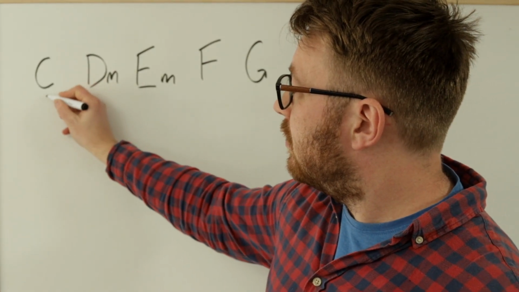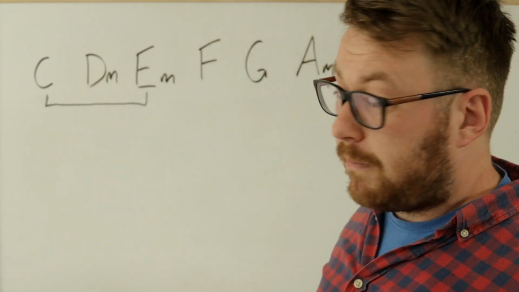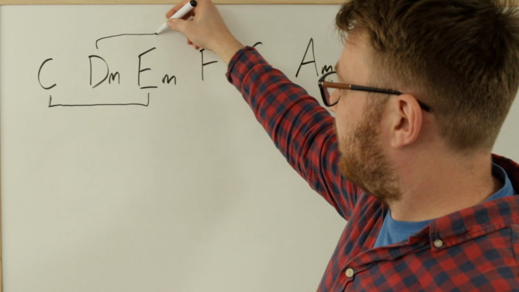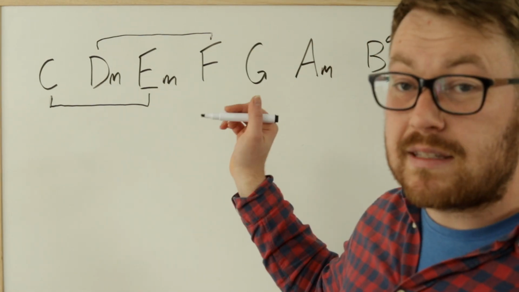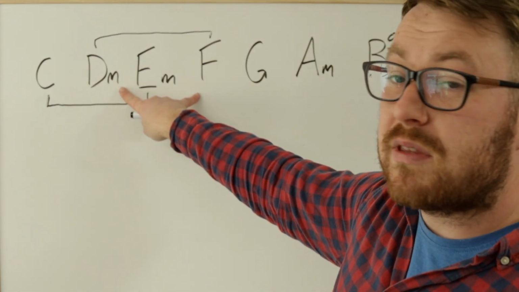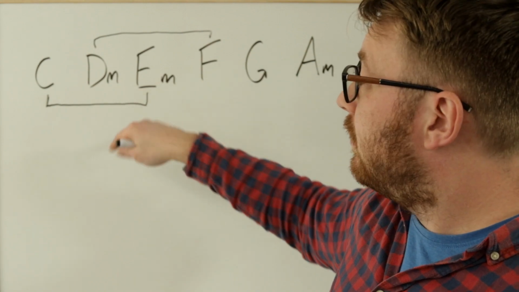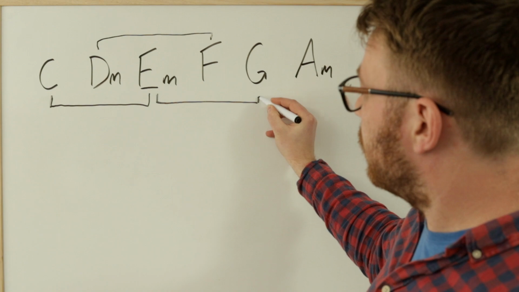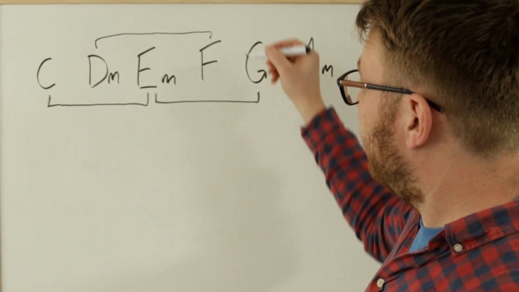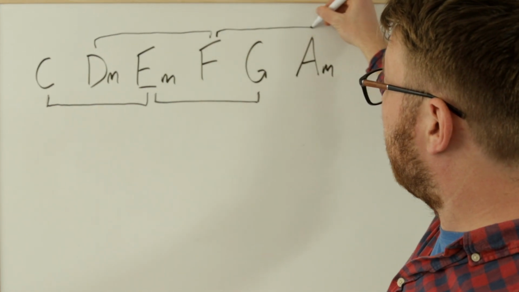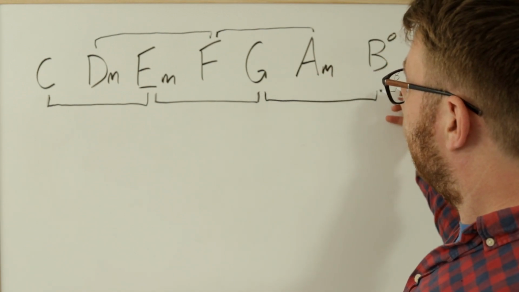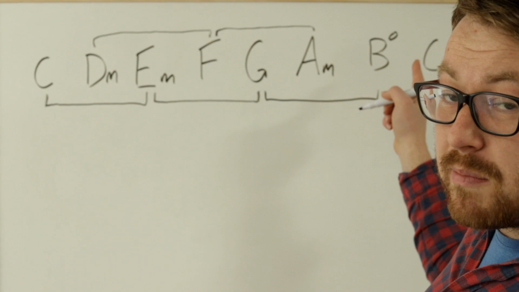So these are linked, but so is D and F, because it's exactly the same distance within the scale. If we keep going, E and G is also related. F and A, minor. G and B, diminished. That little circle means diminished.